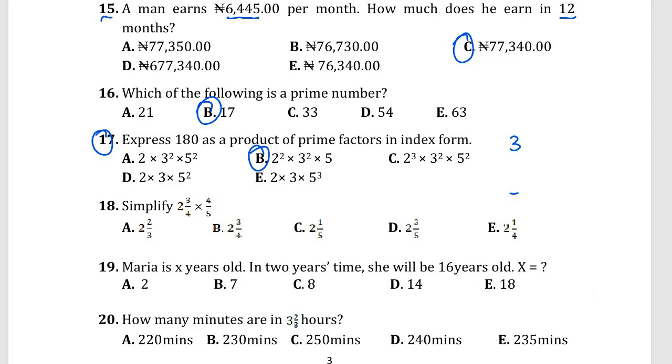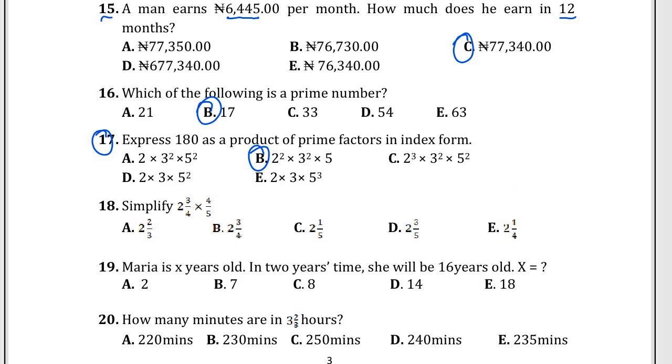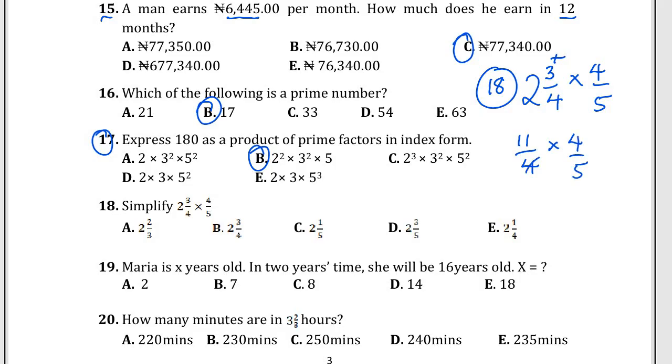Question number 18. Question 18 says, 2 whole 3 over 4 times 4 over 5. 4 times 2, 8 plus 3, 11 over 4 times 4 over 5. The 4s cancel, we have 11 over 5. 11 divided by 5 is 2, remainder 1, so 2 whole 1 over 5. So this is the answer, which is C.